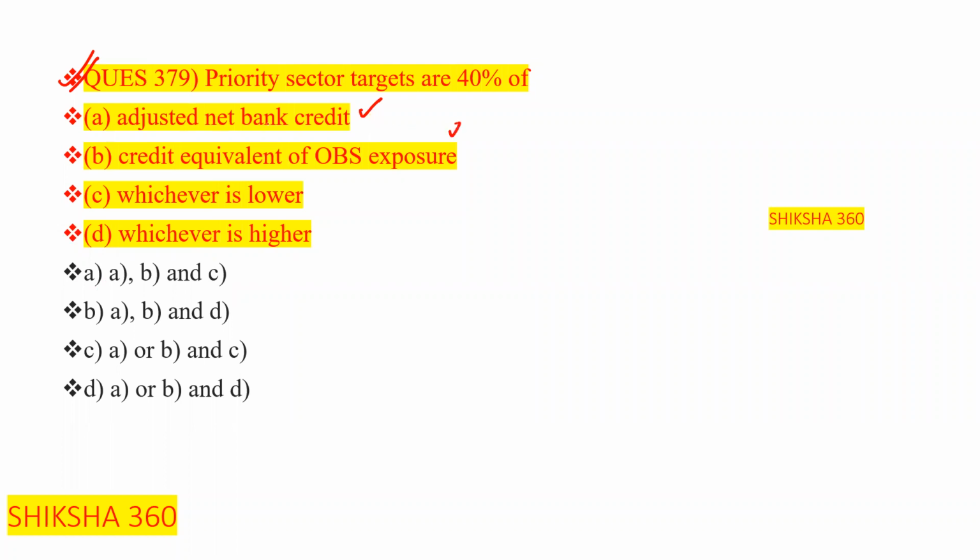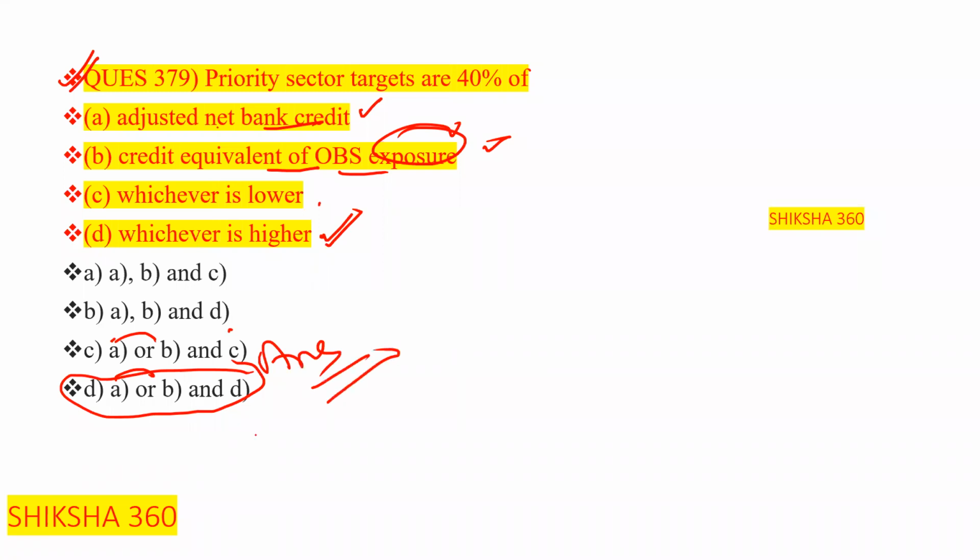Clear? 40% of either the adjusted net bank credit or the credit equivalent of off-balance sheet exposure, whichever is lower or whichever is higher, that is whichever is higher. Clear? So option A or B, C or D? Basically D. So option number D is the answer.